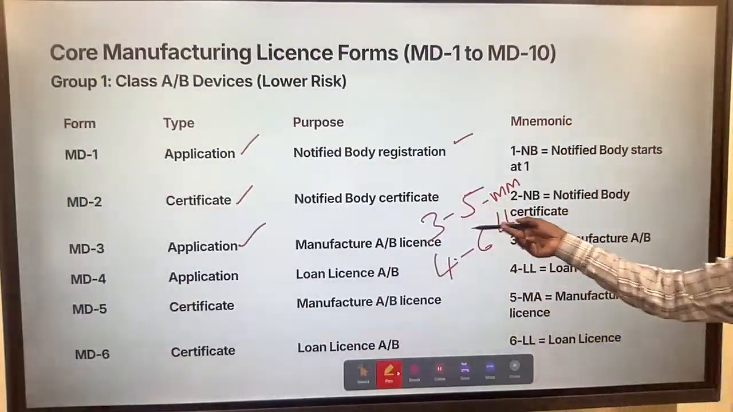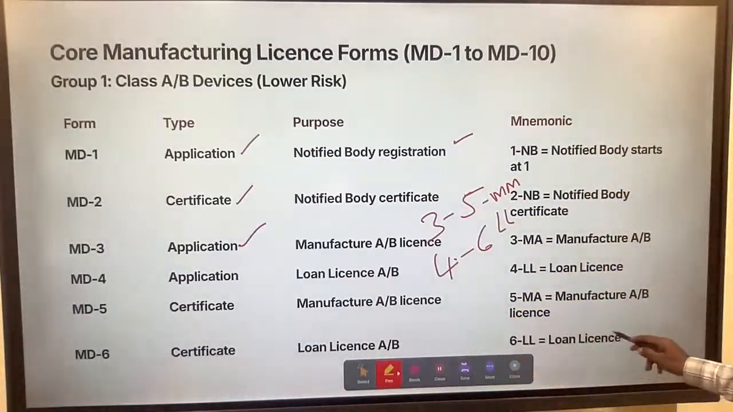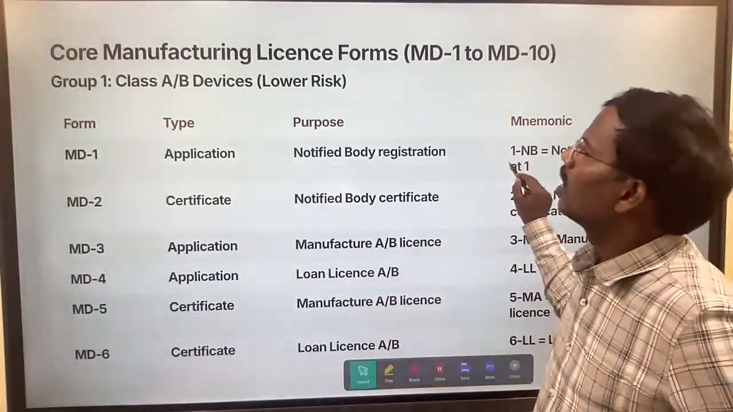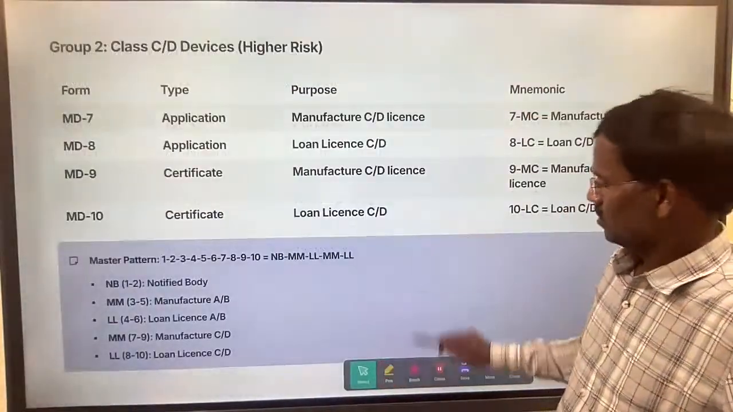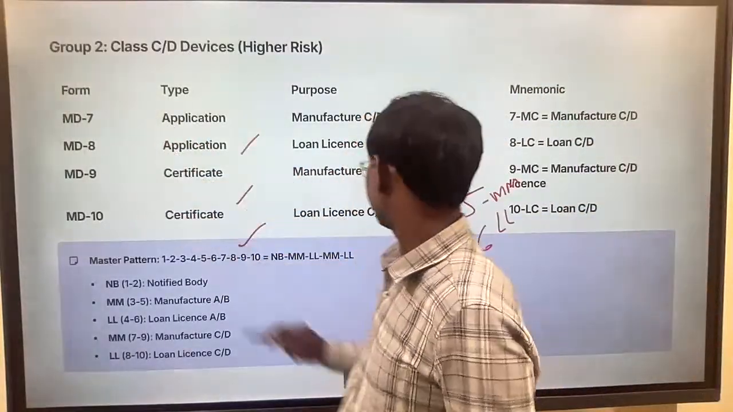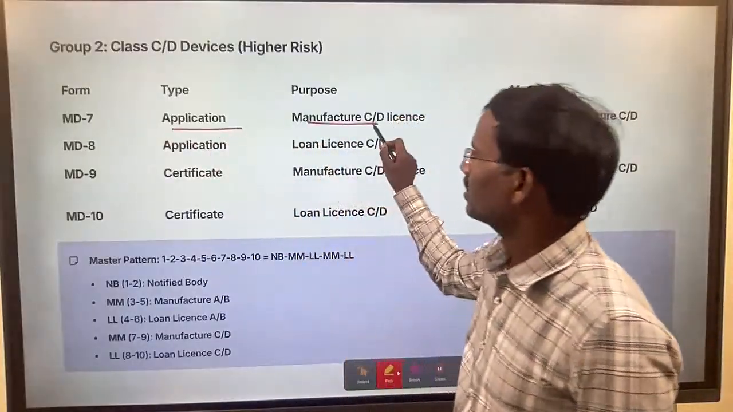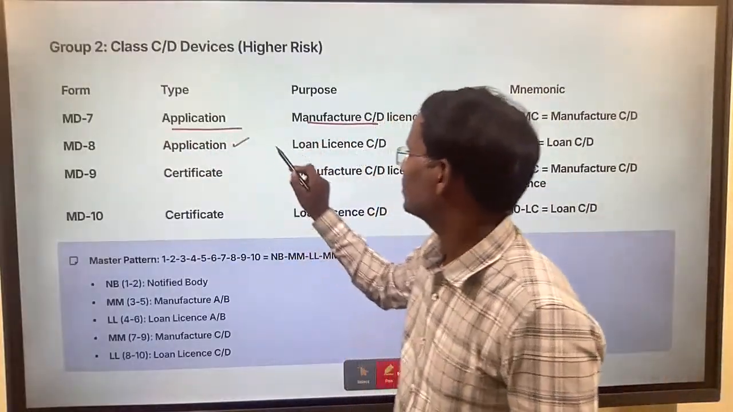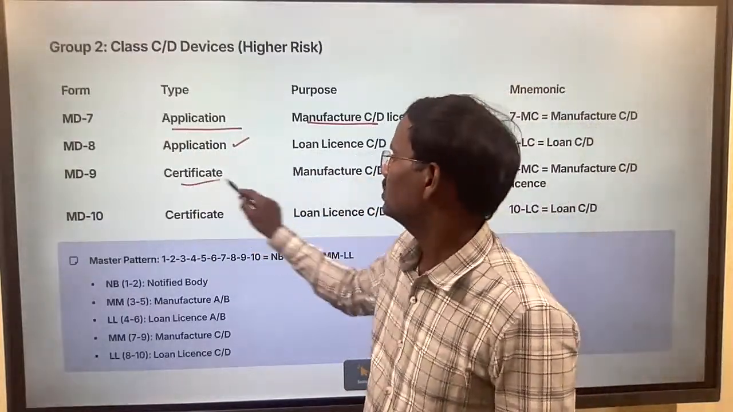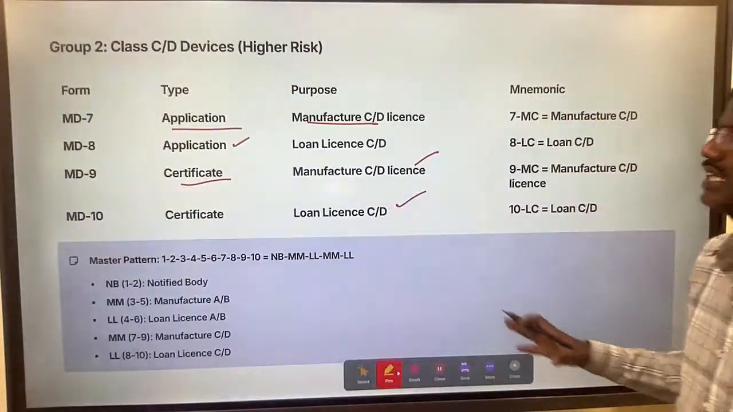And this is A and B, forms 3, 4, 5, 6. Next we'll go to the higher risk, here 7, 8, 9, 10. 7 is the application for manufacturing. 8, you will get the license, and then 9 is manufacturing of C and D. And you will get the certificate, the loan license, in 10. So this is how 7, 8, 9, 10 work.